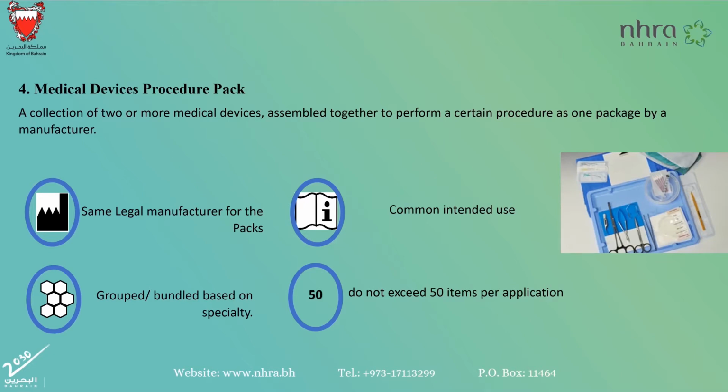So they should be, as we said, under the same legal manufacturer, have a common intended use and grouped based on their specialty. For example, let's take the ophthalmic procedure pack. It can include cannulas, eye pads and shields, knives, etc. This will come in one sterile package under one master label that will state all the components. So in this case, you can bundle these medical devices together in one application. Please note that the maximum number of devices to be included in a procedure pack bundling application is 50 devices.